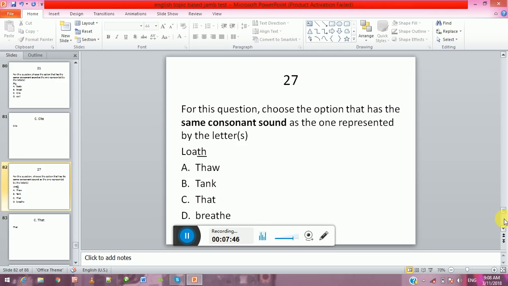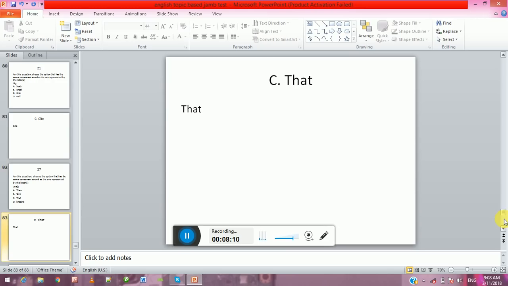For these questions, choose the option that has the same consonant sound as the one represented by the letters. The word is loath. The consonant is TH, as in loath. So A is thou, B is tank, C is that, D is breath. So the answer is that. The TH in that is the same as the TH in loath.